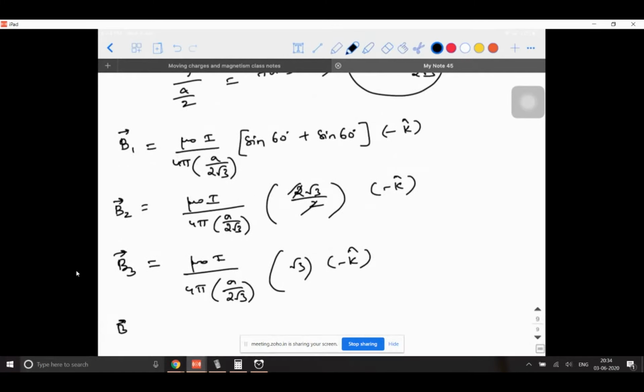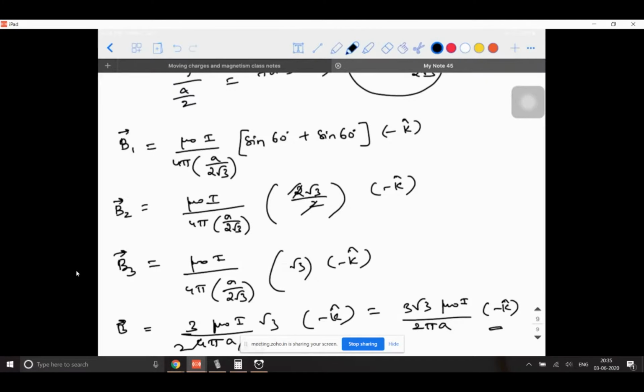So what is going to be the total magnetic field? It is going to be 3 times mu naught I divided by 4 pi into a divided by 2 root 3 into root 3 in the direction of minus k. So this will be 3 root 3 into mu naught I divided by 2 pi a in the direction of minus k. That's the answer.